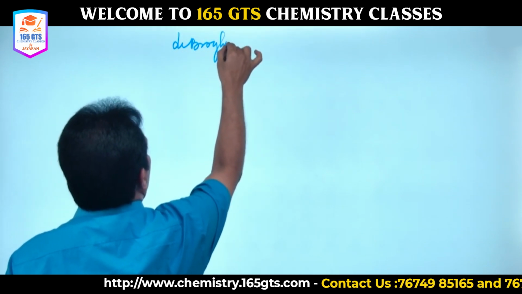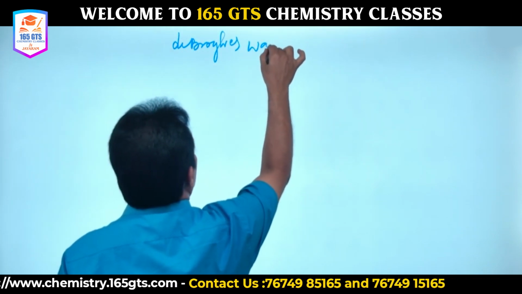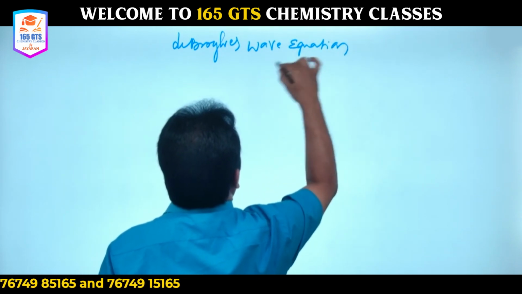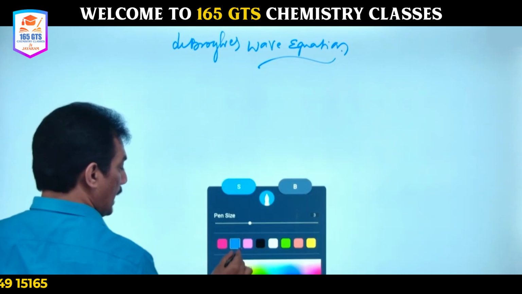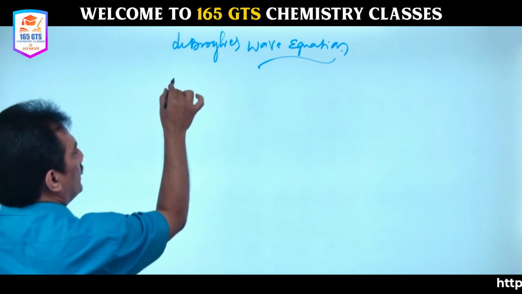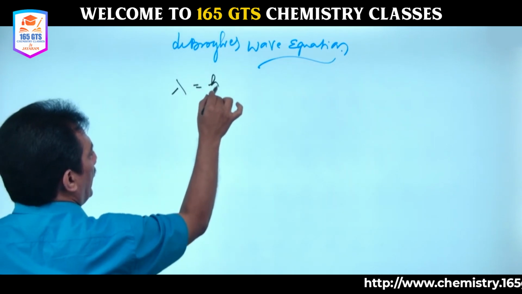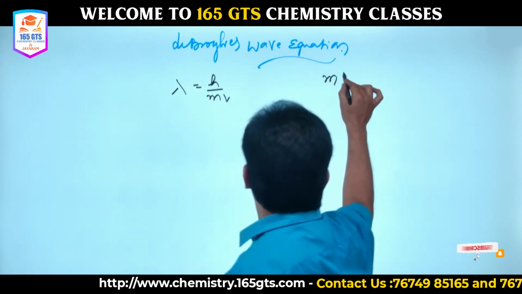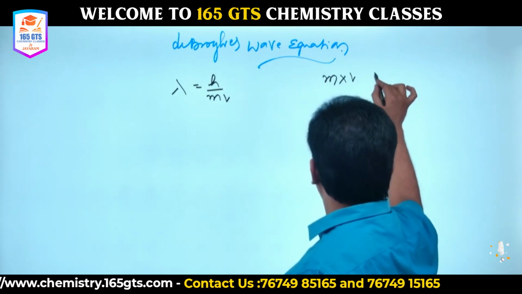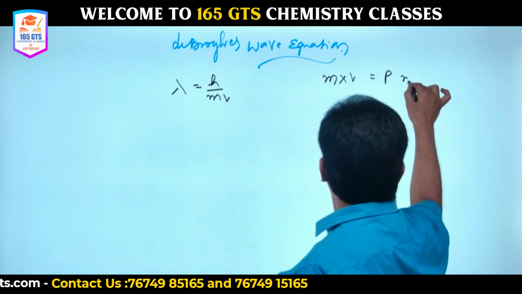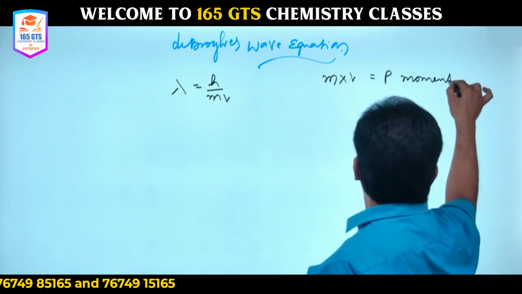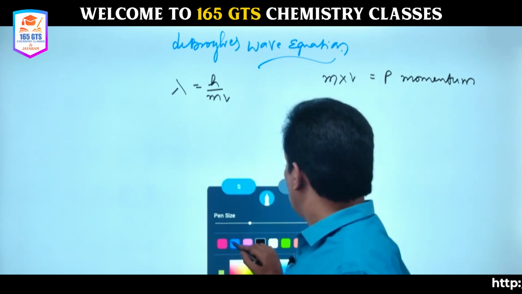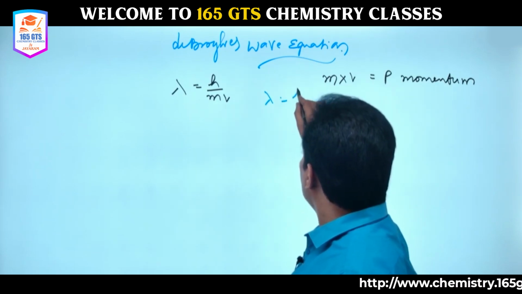How far is it useful for our calculations in competitive exams? Actually, lambda is equal to h by mv, and we know m, mass of the particle, into velocity of the particle gives p. P is nothing but momentum. So simply we can write lambda is equal to h by p.